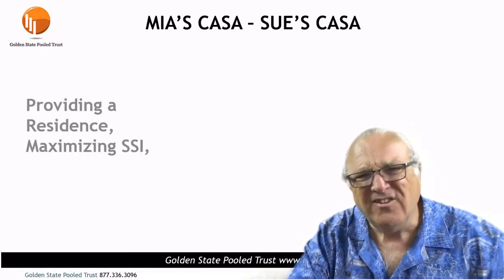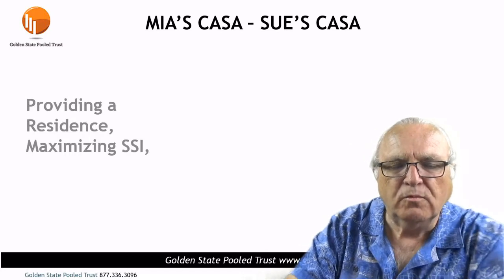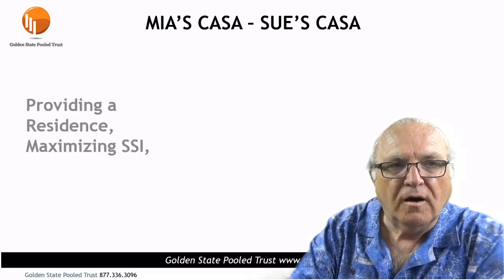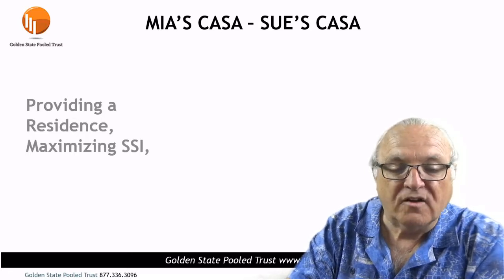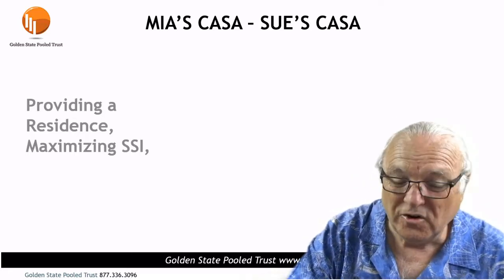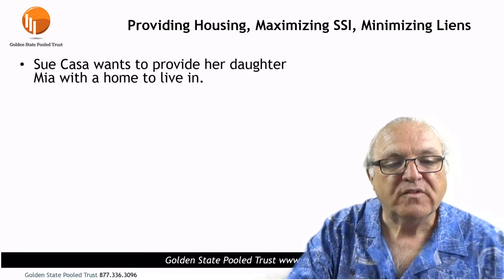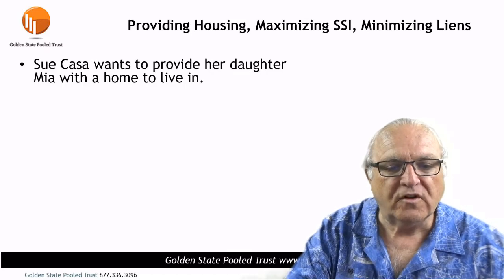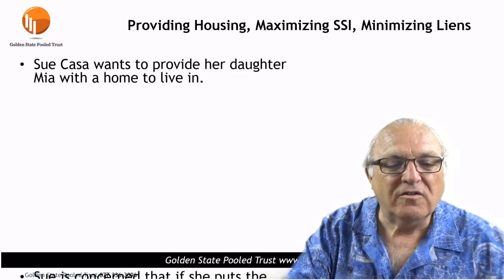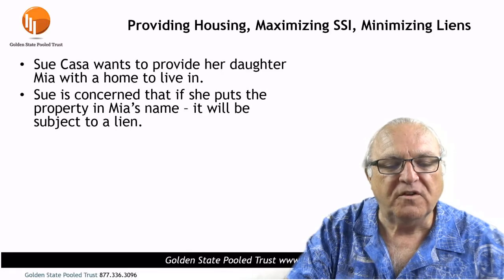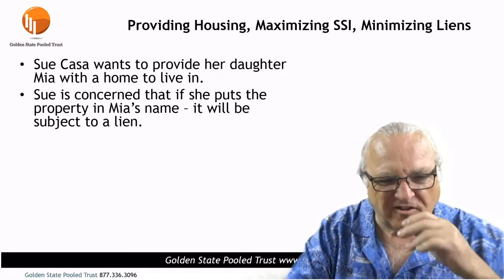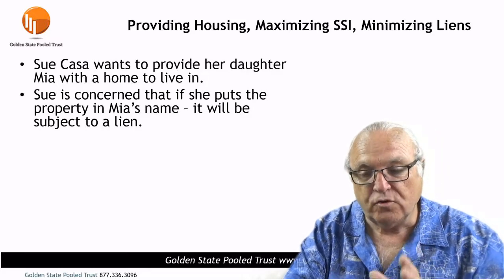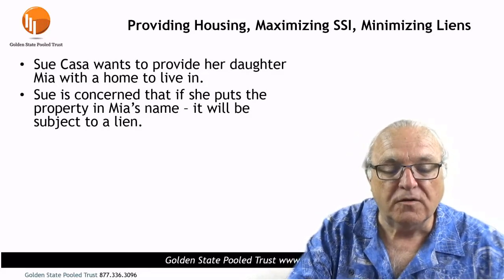Okay, here's another example, and I know once again the Golden State Pool Trust here, the nonprofit is the North Bay Housing Coalition, so obviously housing is very important to us. So in this example, Sue Casa wants to provide her daughter Mia with a home to live in. Sue is concerned that if she puts the property in Mia's name, it would be subject to a lien. Now, we have a slide coming up to remind us that as long as that house is in a living trust and does not pass by probate, it can avoid the lien.